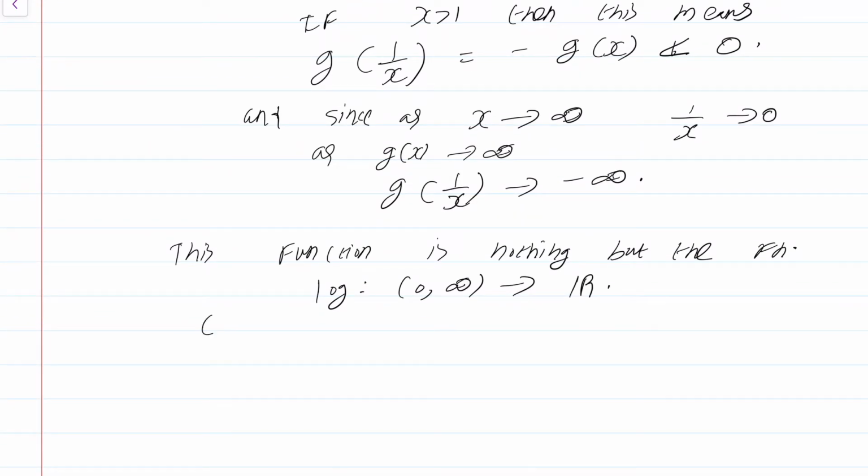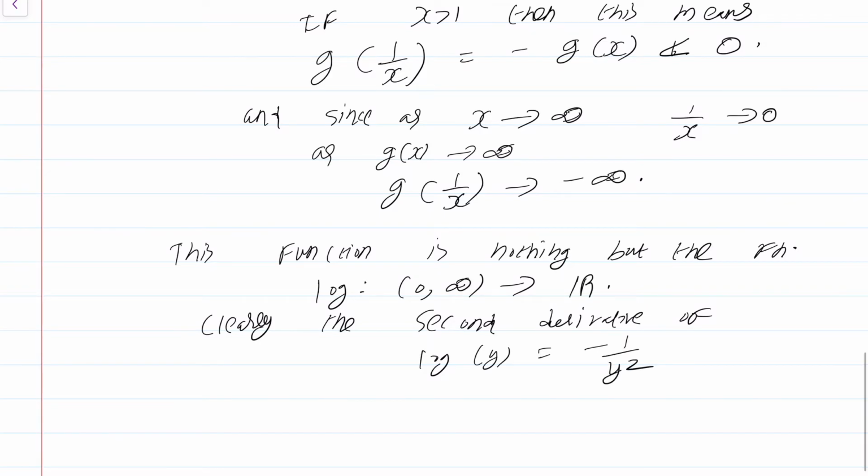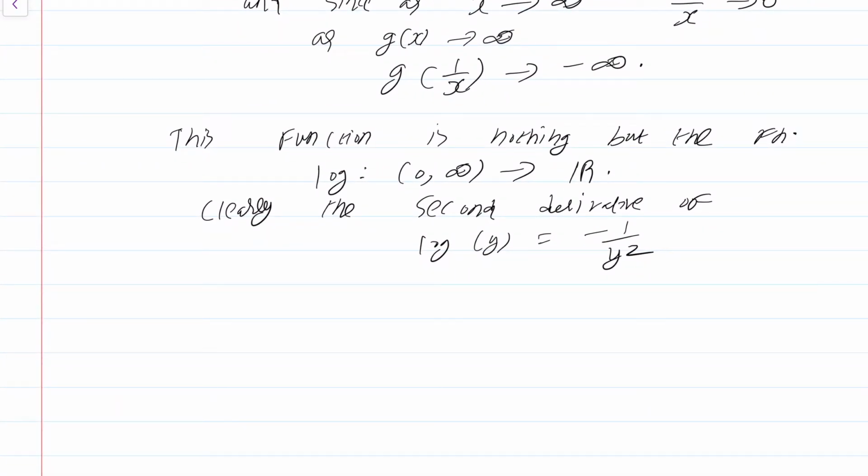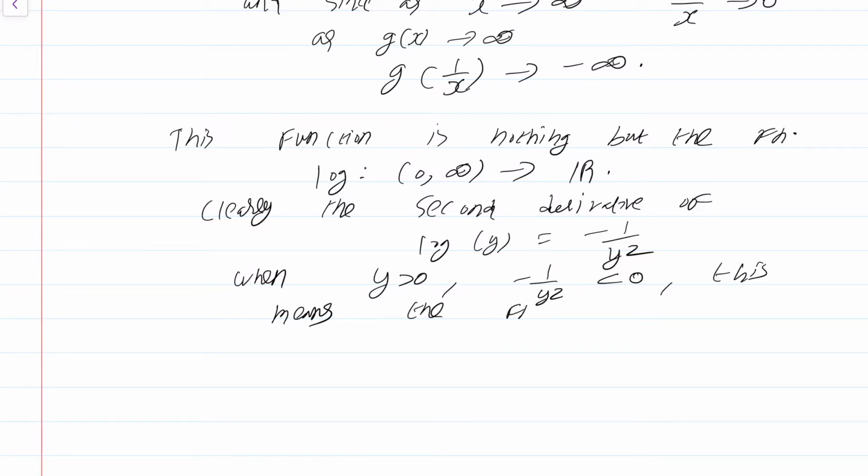Clearly the second derivative of log y is minus 1 by y squared. We already know this because the derivative is 1 by y. So when y is greater than 0, minus 1 by y squared is less than 0. This means the function log is concave.